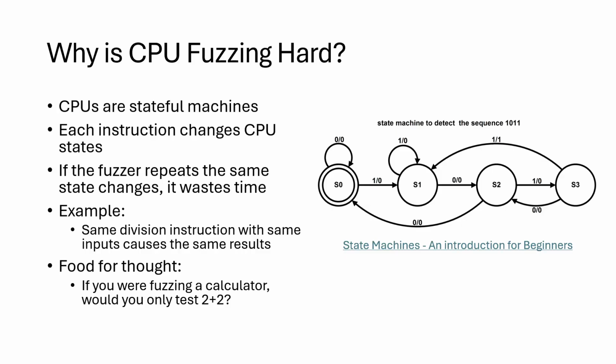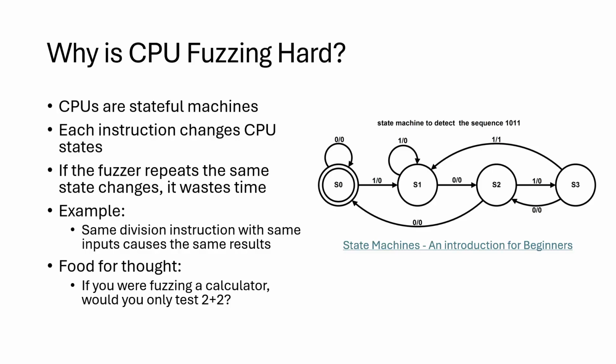A simple analogy that I have written as food for thought is, if you're testing a calculator app and you only ever test 2 plus 2, 2 divided by 2, 2 times 2, you'll never discover that your calculator crashes if you try dividing by 0, or if you put in a really, really big number or a really, really negative number. You won't discover that those cause a crash.